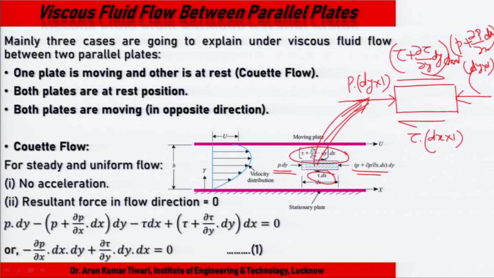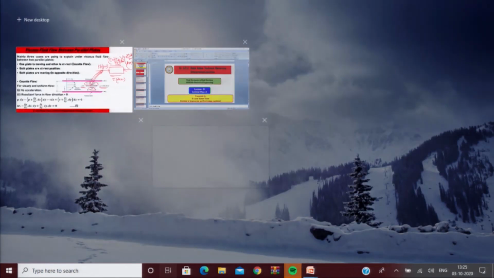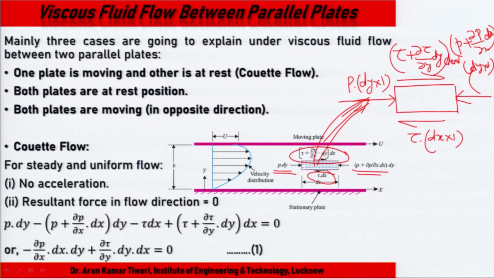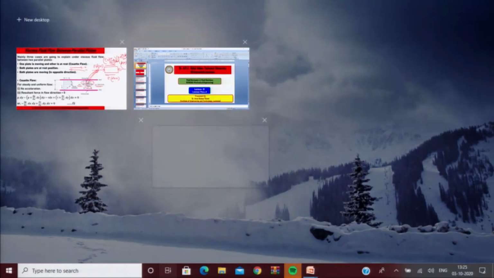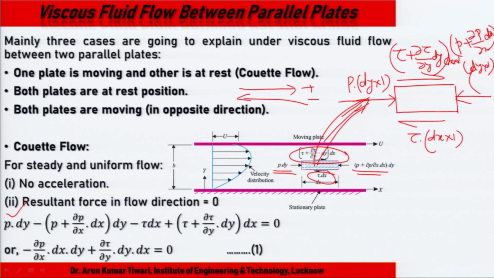So, what is the resultant? Resultant means P dy, just see P dy is positive, because this is positive, this is negative. So, this one is positive, P dy positive. This one is negative. Shear, this one is again negative and this one is positive, only n equal to 0.